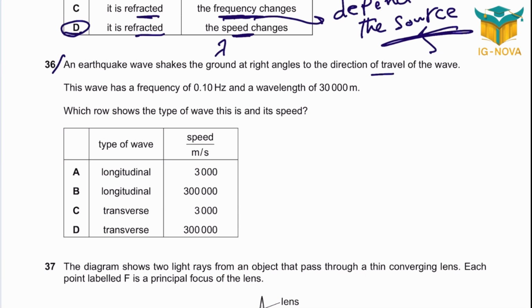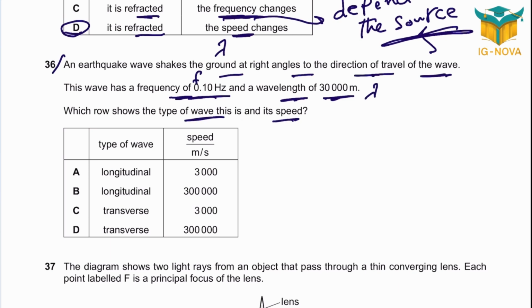Question 36. An earthquake wave shakes the ground at right angles to the direction of travel of the wave. This wave has a frequency of 0.10 hertz and a wavelength of 30,000 meters. Which row shows the type of the wave this is and its speed?